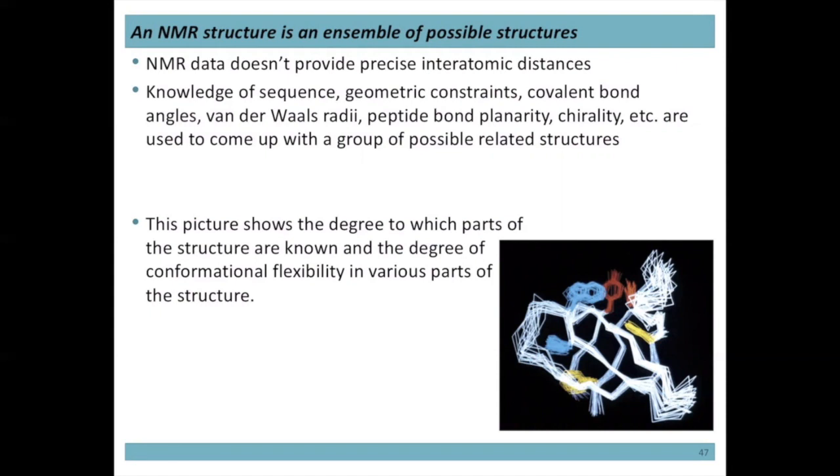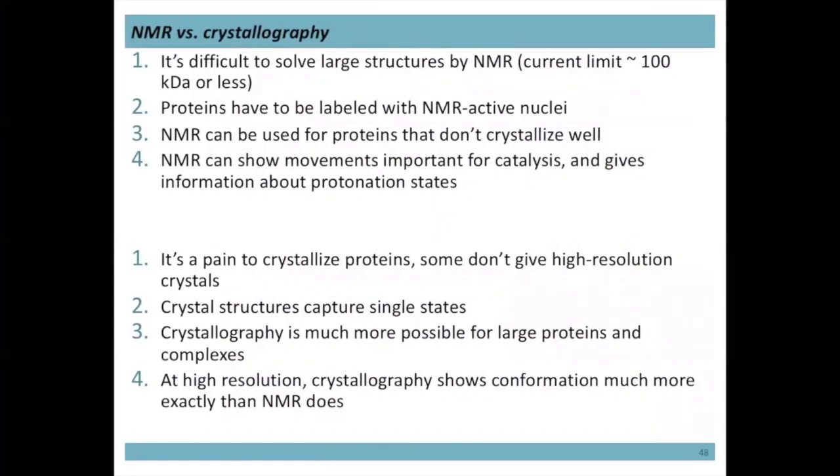But if you take this model and you overlay it with a 3D X-ray crystal structure, they tend to match fairly closely with the positions of the side chains and the backbone. So each of these has its own uses. So here's some compare and contrast. Using NMR, it's difficult to solve large structures.